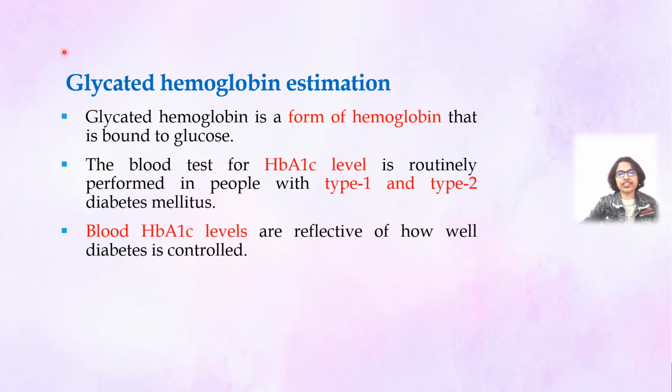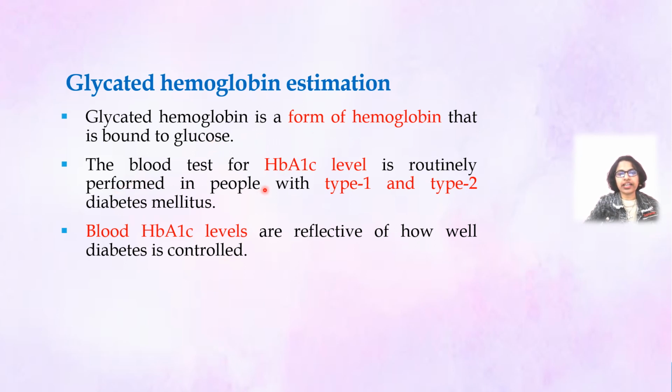Then another investigation is glycated hemoglobin estimation. Many students may not know about this investigation, but you have to understand this concept. Here it is called glycated, or one more term is glycosylated. Glycated hemoglobin is a form of hemoglobin that is bound to glucose. Hemoglobin molecules are attaching to glucose, or glucose molecules are attaching to the hemoglobin.